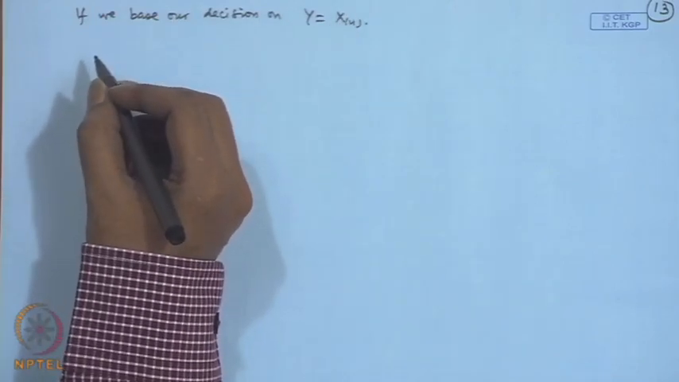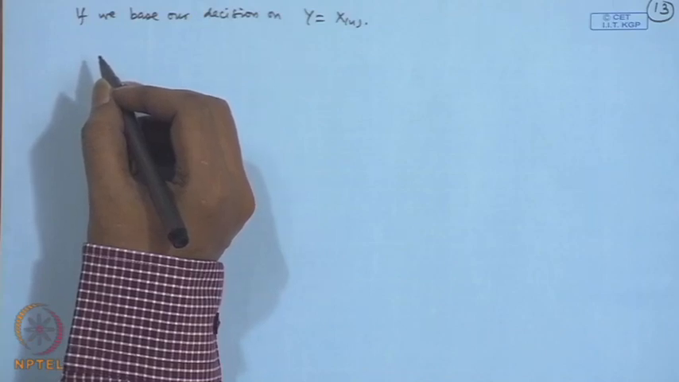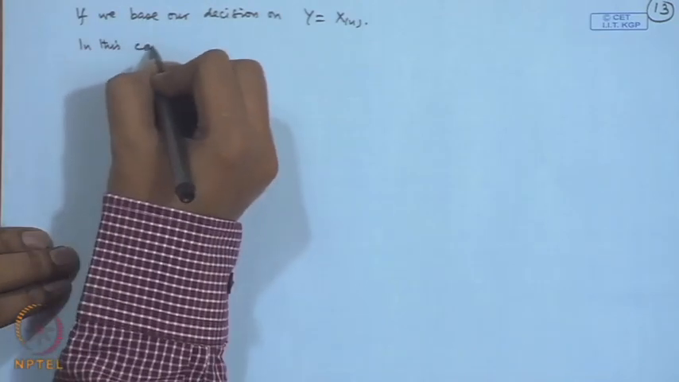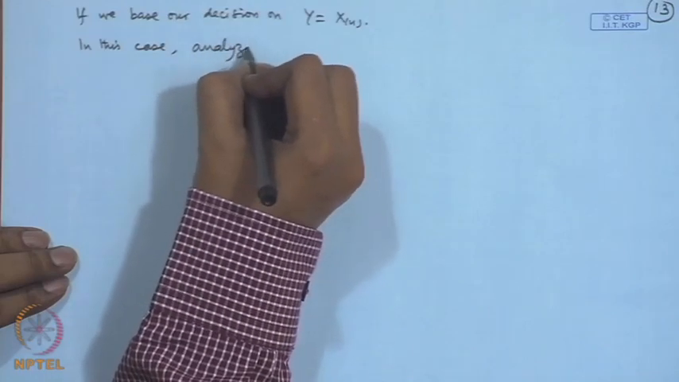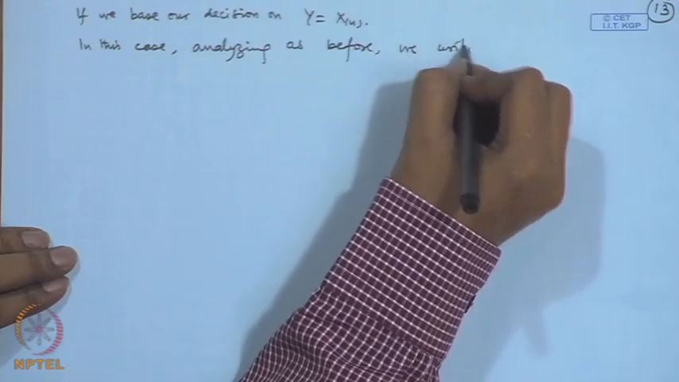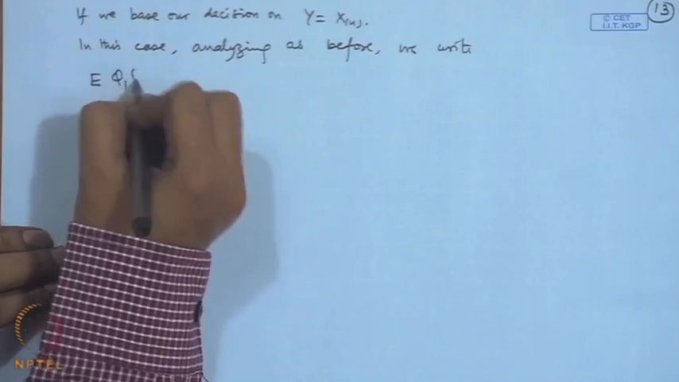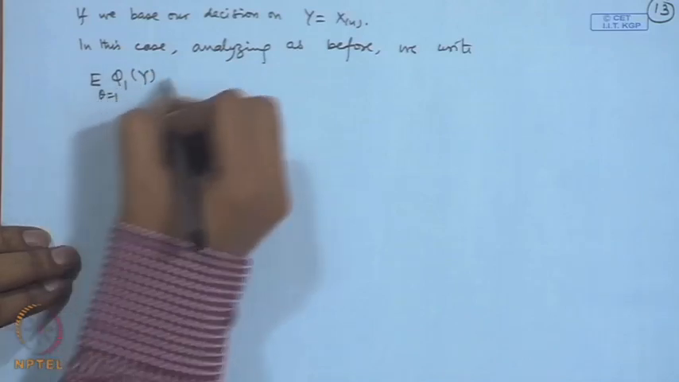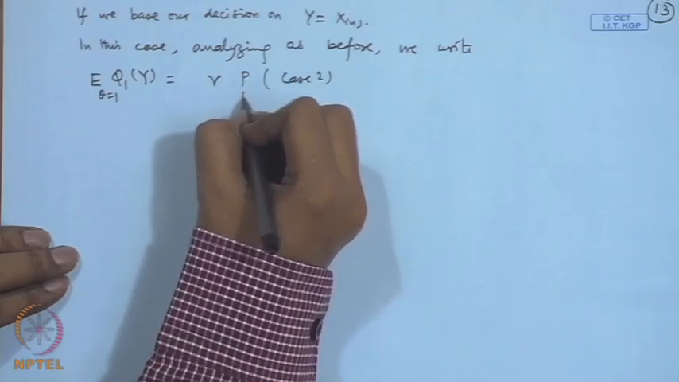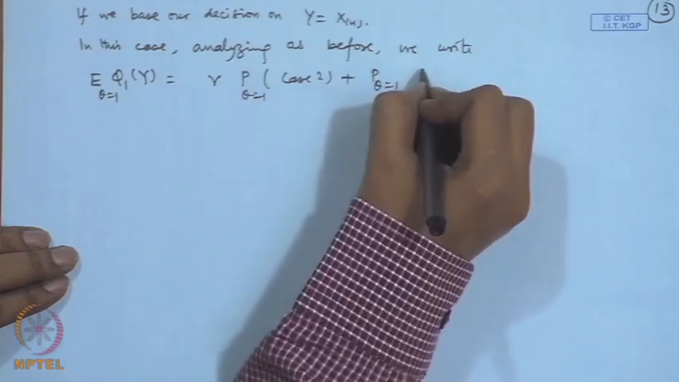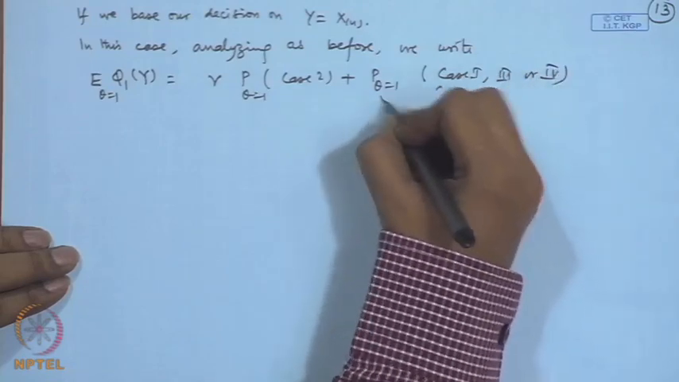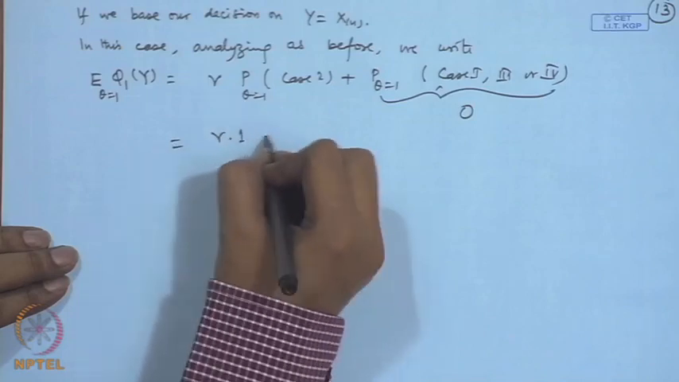In this case, analyzing as before, we write the expectation of phi 1 y for theta is equal to 1 as some gamma times the probability of case 2 under theta is equal to 1, plus the probability of theta is equal to 1 under case 1, 3 or 4. Now, these are all 0. So, that is equal to gamma into 1, that is equal to gamma.